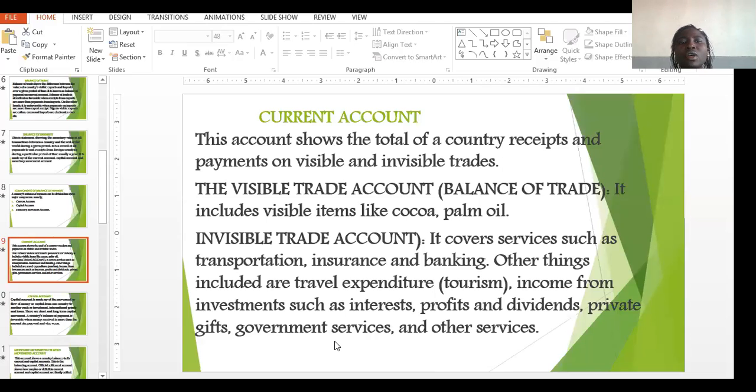So the visible trade account, which is the same thing as balance of trade, includes visible items. Like I said, only visible items when you are working with visible trade accounts. And these visible trade accounts can also be called merchant accounts or merchandise accounts. Please take notes, because sometimes they can be so tricky and they just use different English terms.